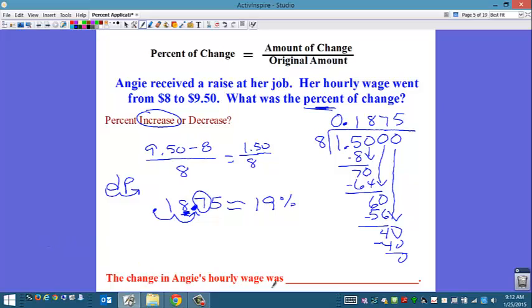So then we fill in our answer statement. The change in Angie's hourly wage was 19%. Now, there's one other thing you have to add to your answer statement. You need to identify if it's an increase or a decrease. So you could say the change in Angie's hourly wage was an increase of 19%.